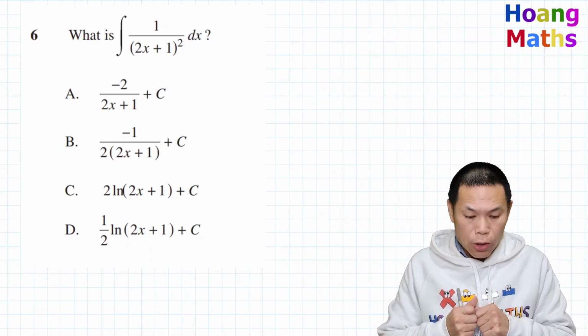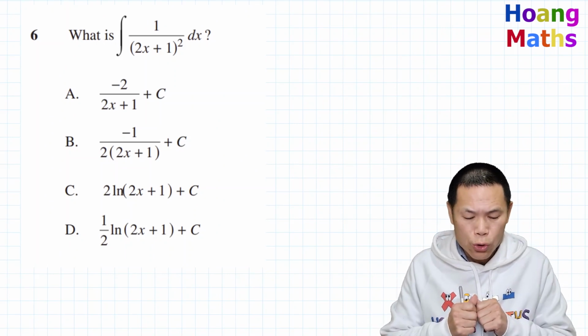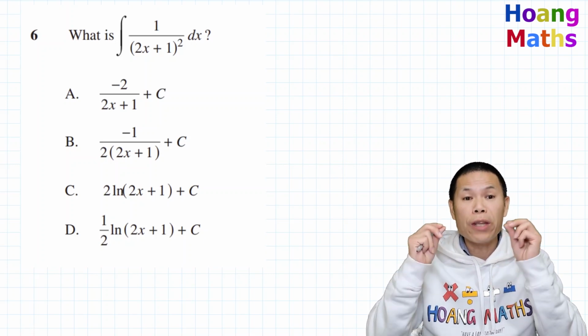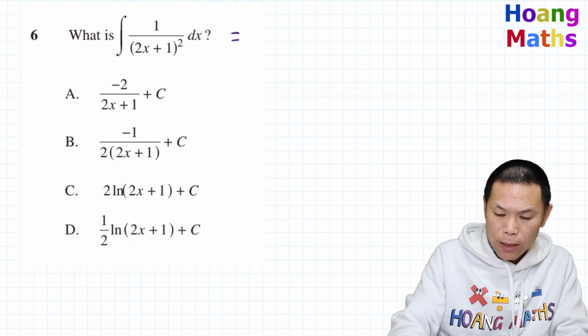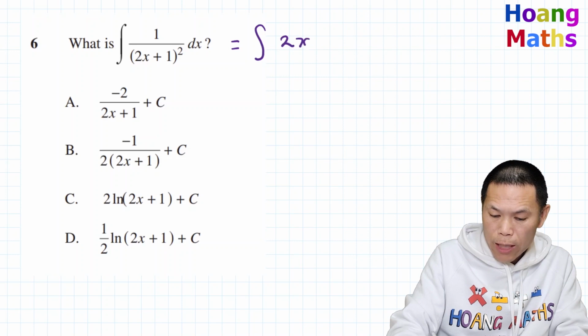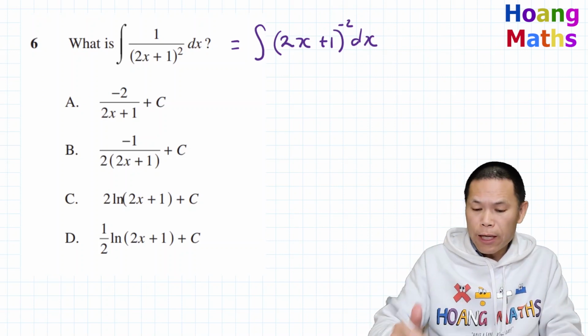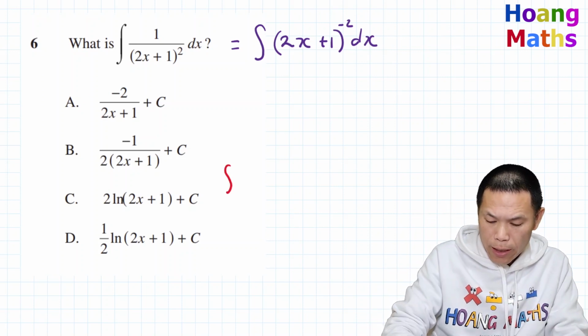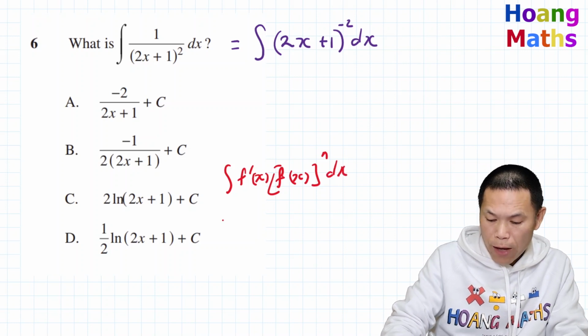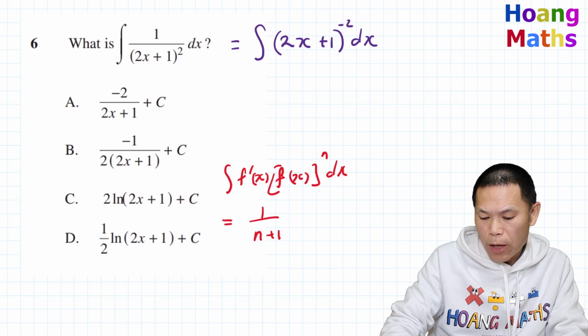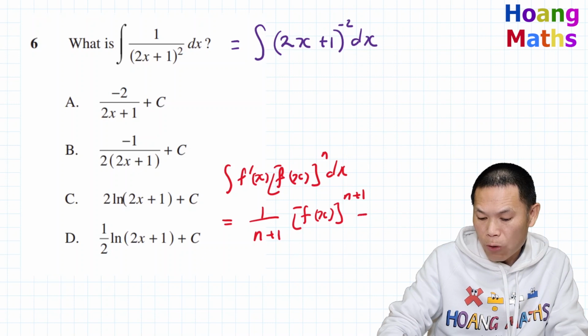Question number 6. To do this, first of all we need to move the 2x plus 1 to the power of 2 up, to become a negative index. That is exactly the same as the integral of 2x plus 1 to the power of negative 2 dx. The reference gives us this: if we integrate f dash x times f of x to the power of n dx, that gives us 1 over n plus 1 times f of x to the power of n plus 1. Of course, we add a c.